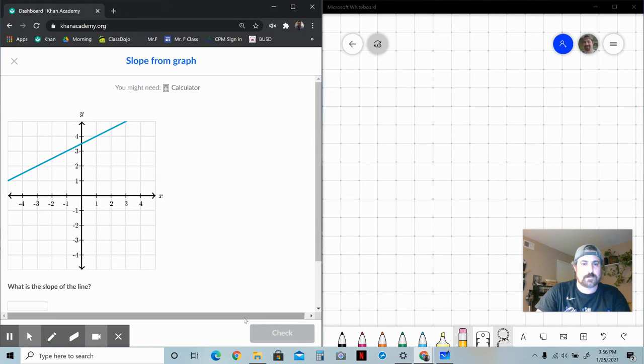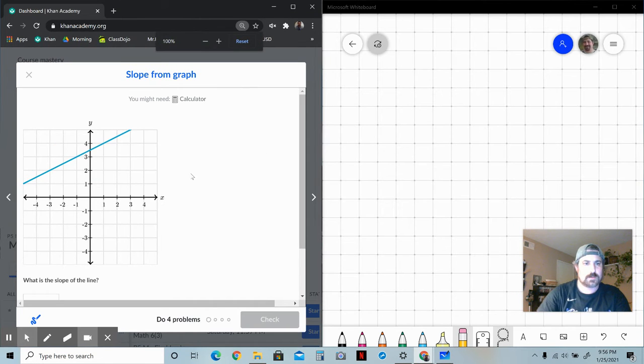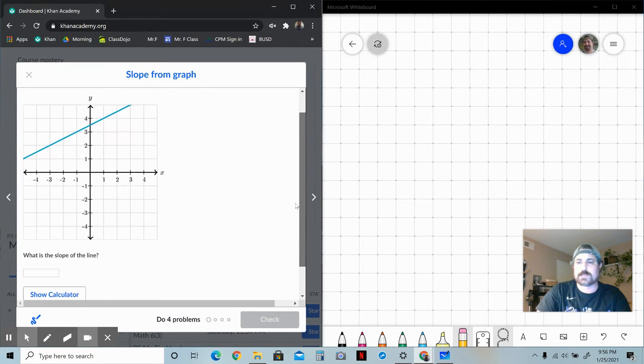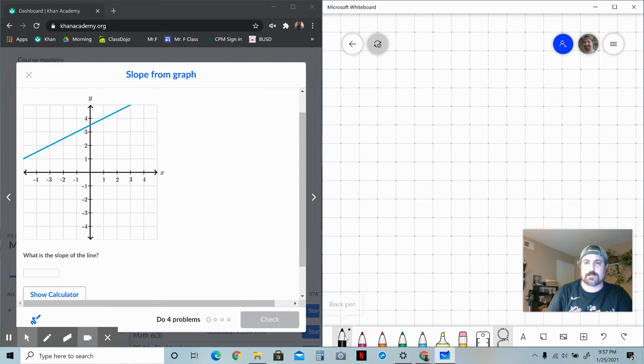All right, so over here we've got our graph. Let me see if I can get a better view of it. Okay, fair enough. So you've got this graph right here. And remember, slope is the slant of a line. So it's the change in y over the change in x. That's how you calculate it. So all you have to know for slope is that slope is equal to the change in the y over the change in the x.